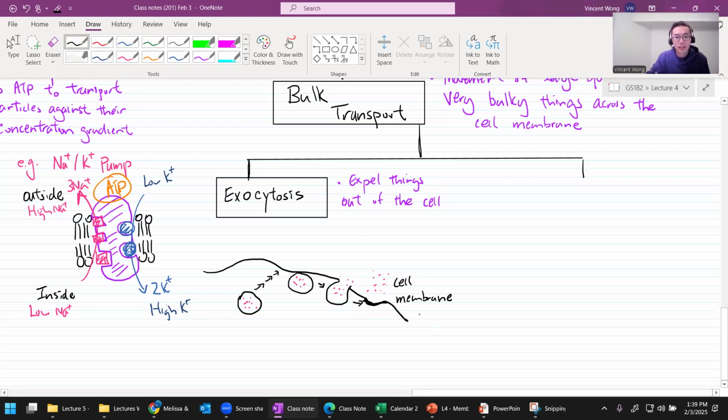and then all the stuff is going to come out of the cell. So this is exocytosis. It's like expelling things out of the cell. You're not moving one or two of these things out. You're sending out a bunch of them. And maybe these are hormones, maybe they're some kind of proteins that you need. Maybe it's signaling molecules. Doesn't matter. It's a bunch of them sent out of the cell. So this is outside. This is inside.